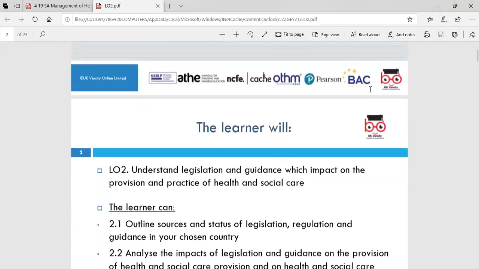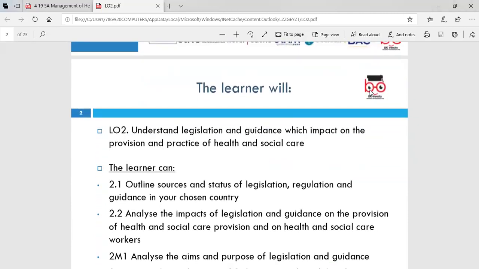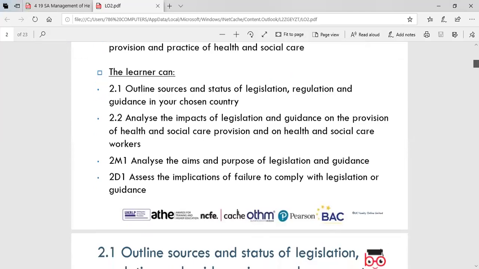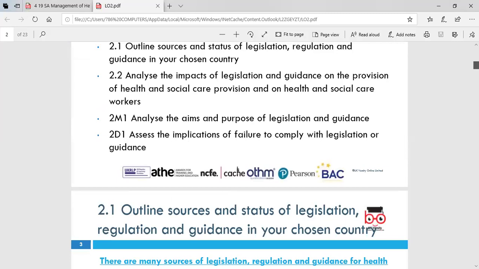So, under this learning objective, you would be able to outline sources and status of legislation, regulation, and guidance, whichever chosen country you've thought of including. You're going to analyze the impacts of legislation and guidance on the provision of health and social care and on health and social care workers. And then we're going to talk about how to analyze the aims and purpose of legislation and guidance. And then the last one would be to assess the implications of failure to comply with legislation or guidance.